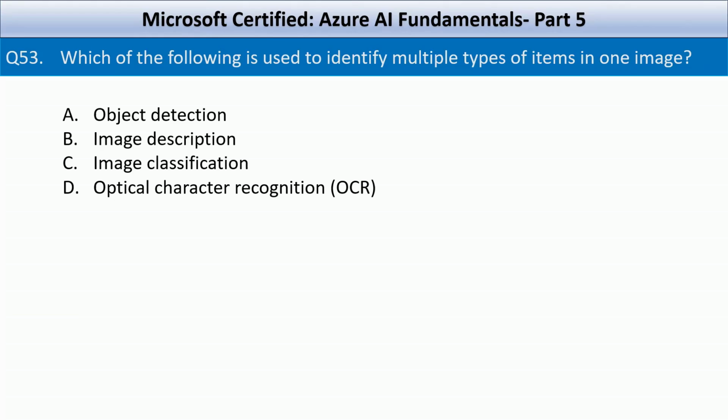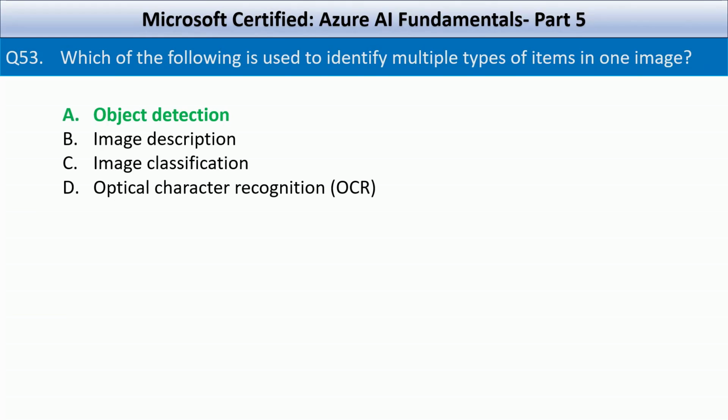Let's start with question number 53. Which of the following is used to identify multiple types of items in one image? Your options are object detection, image description, image classification, optical character recognition. Now, friends, object detection identifies multiple types of items like people, cars, animals, and so on within one image, and also provides their locations, which are bounding boxes.